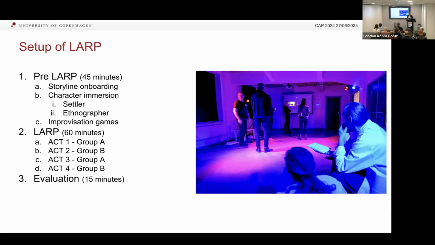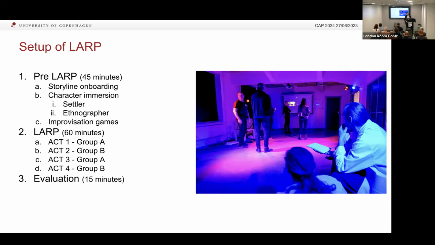And we have then a character immersion aspect where they train themselves and assume this character that we give to them, but they also alternate between being an ethnographer. This is where they assume the role of a scientist and they observe the other people playing and take notes. We have 4 acts, and in every act they will make a certain set of decisions, and these decisions will lead to the continuation of the performance, and then by the end we have an evaluation.